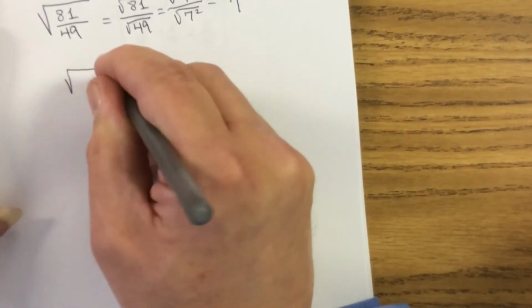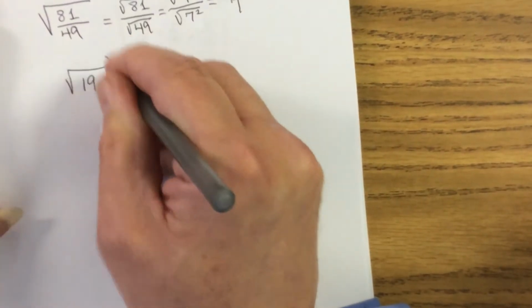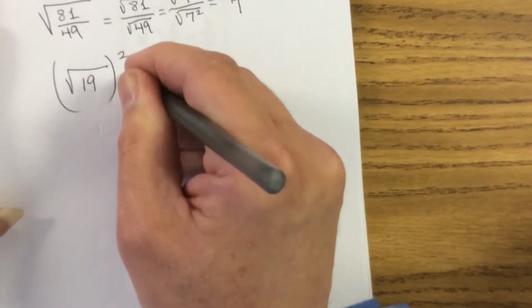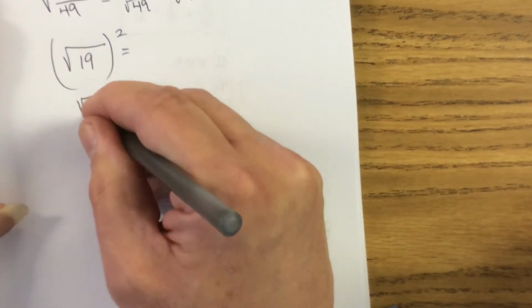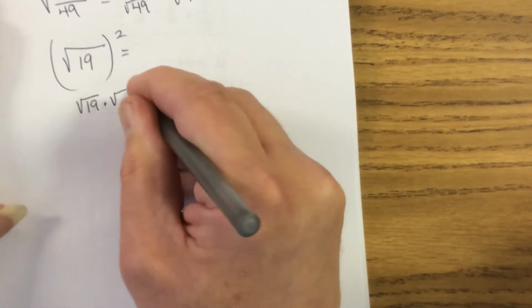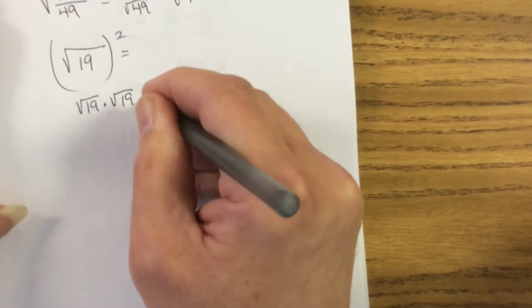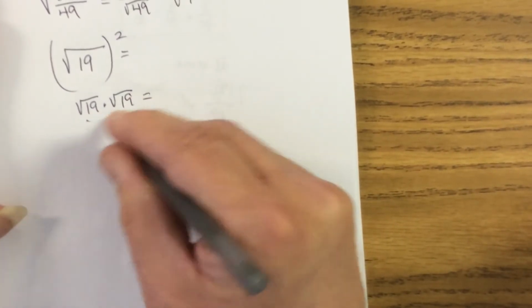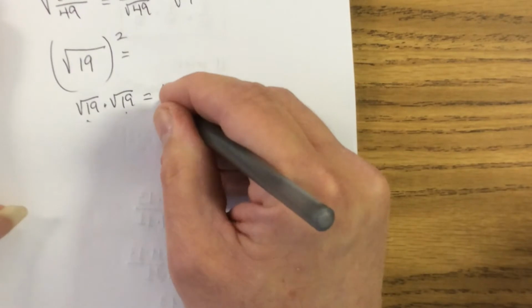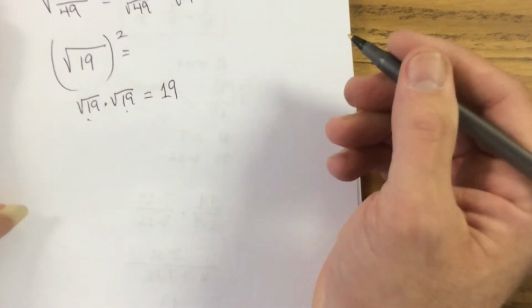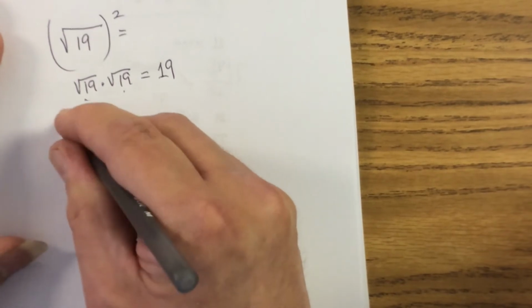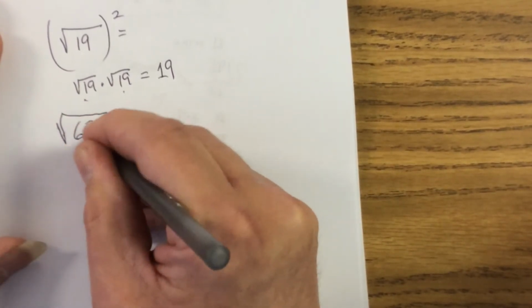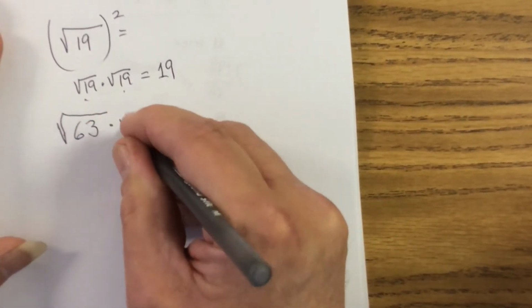And the next one's pretty easy too, because this is the square root of 19 squared, which means the square root of 19 times the square root of 19. And if you're thinking of the square root of 19 as the number that you multiply by itself to get 19, well, here we are multiplying it by itself. What do you think the answer is? It's 19. All done.